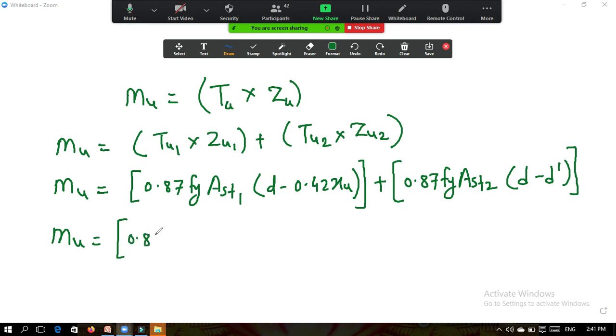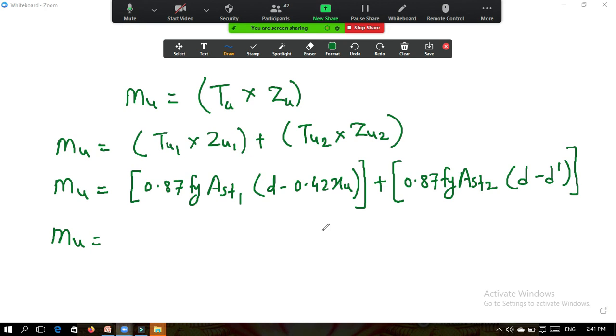You put the values and directly let me know the answer. You solve it. You know each and everything in this equation now. You know AST1's value, you know AST2, you know the value of XU. D is already known to you. D dash also we have assumed, I think 50 mm. From this you will get the answer.